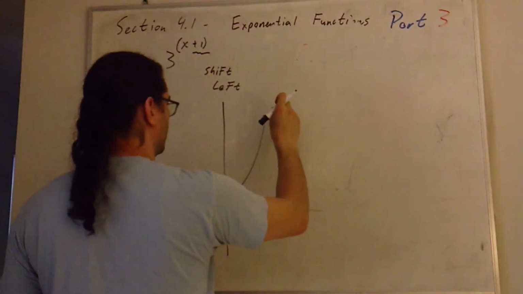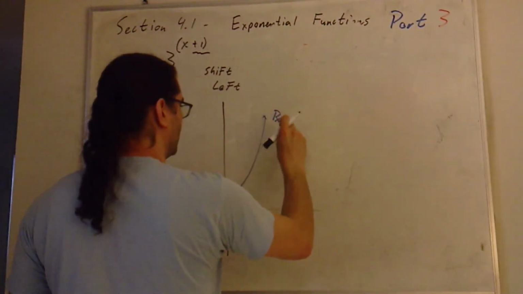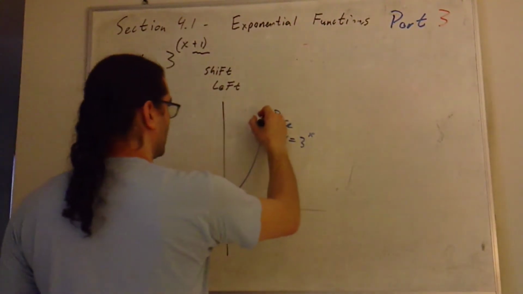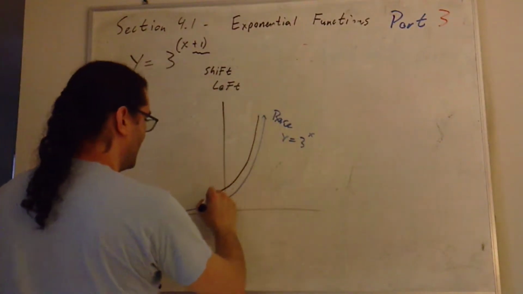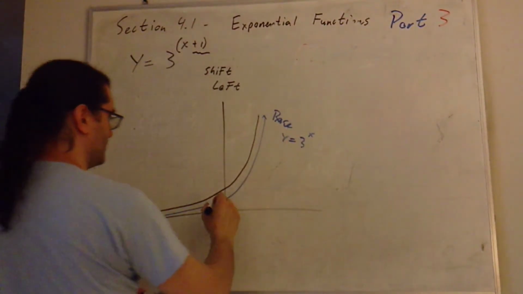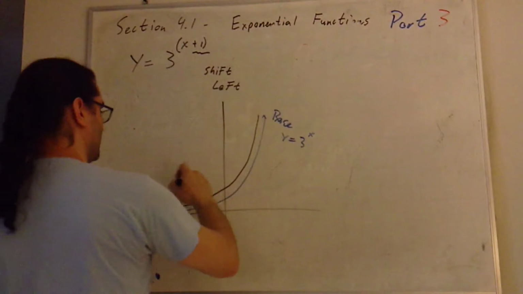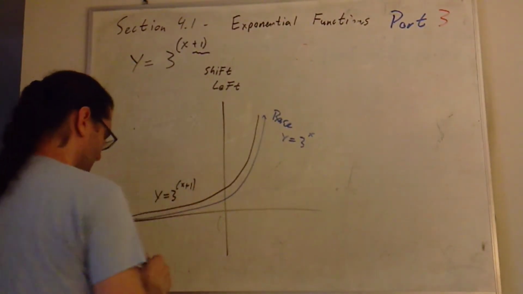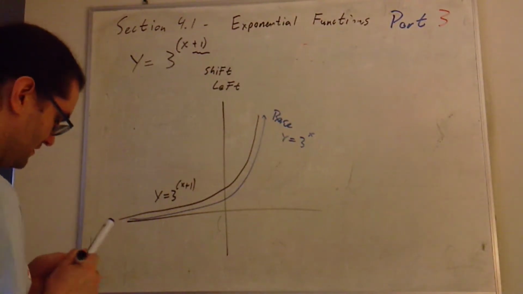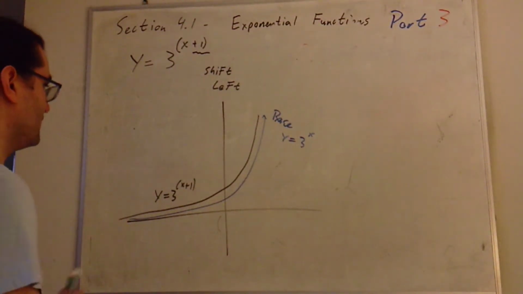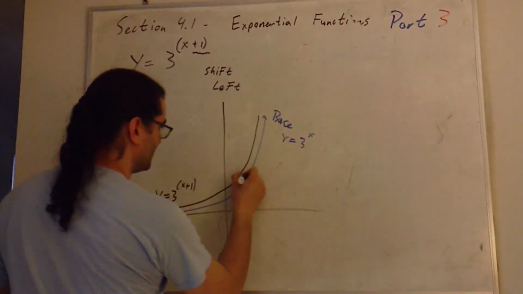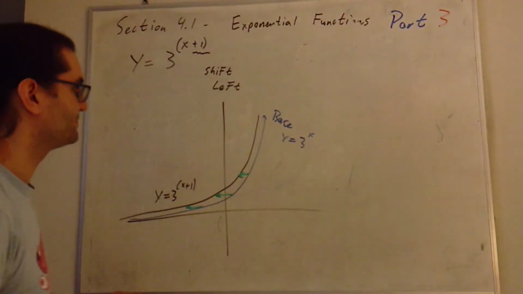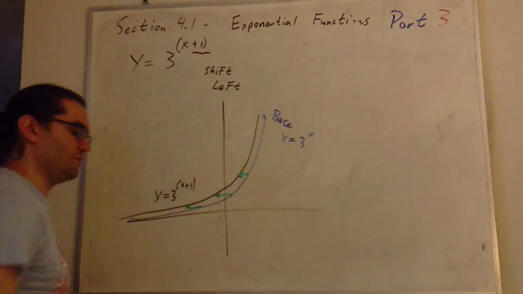This is the standard, the base. Y equals 3 to the x. This is the y equals 3 to the x plus 1. It's just moved to the left 1 unit in all places.